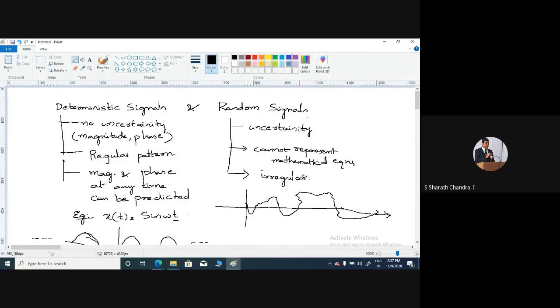Such signals which are dealt with uncertainty, we call them random signals. Therefore, deterministic signals are signals with no uncertainty, and random signals are signals which are associated with some kind of uncertainty.